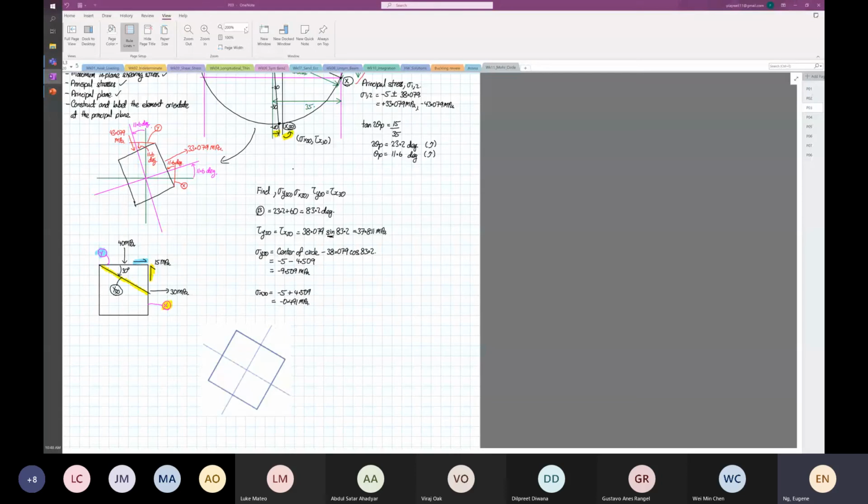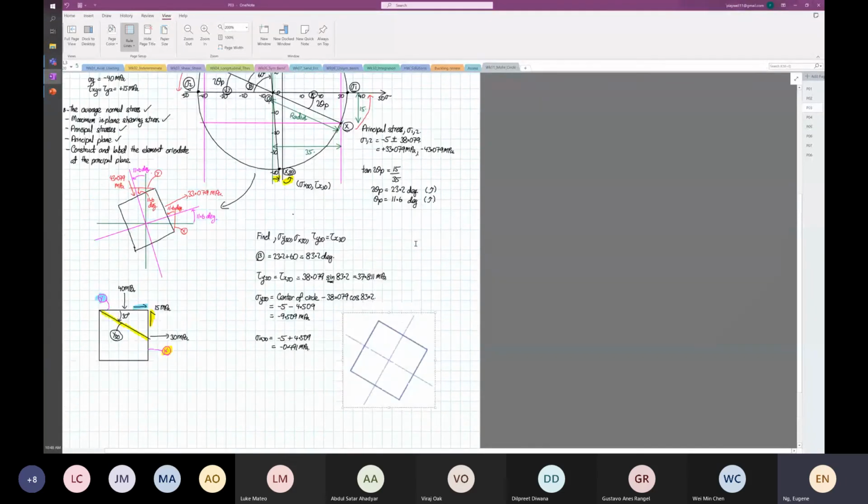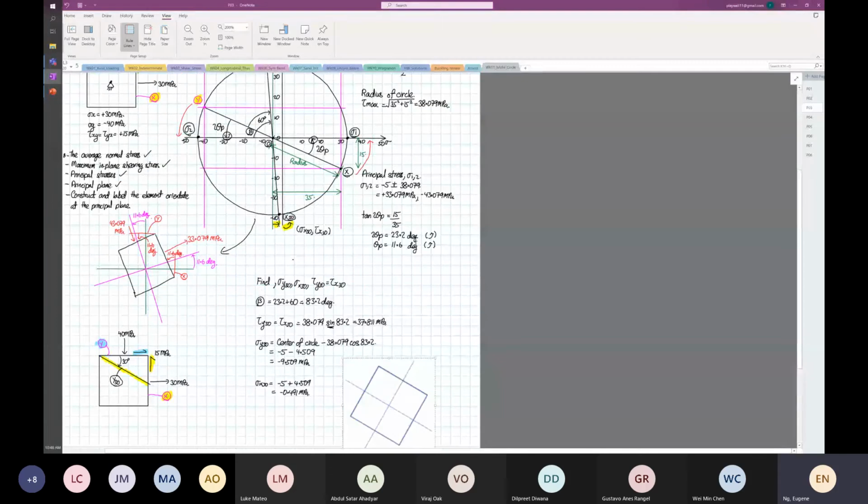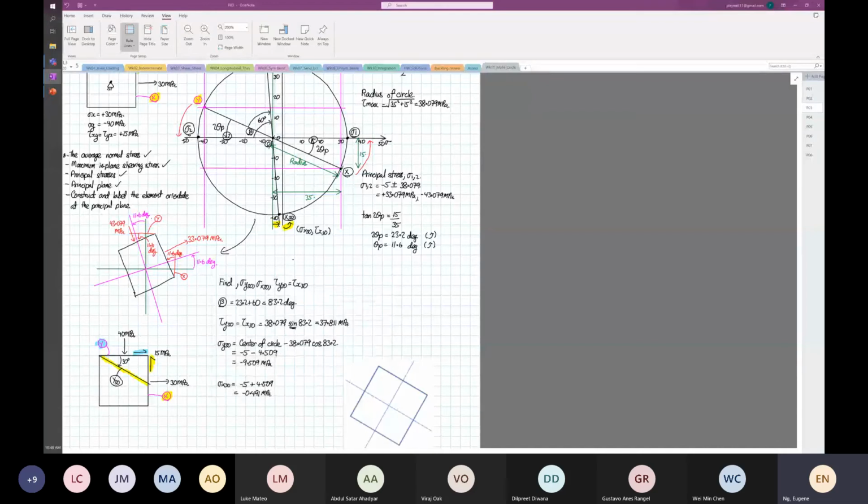So I've drawn the element now, right? And I'll bring this up here so I use less real estate. Okay, so the element now is oriented in such a way that it is 30 degrees clockwise, as you can see.